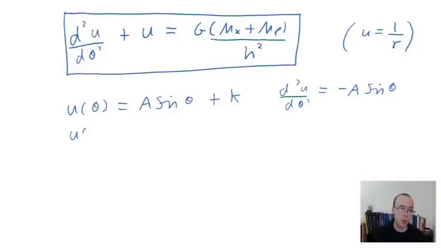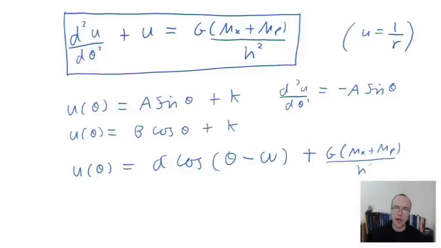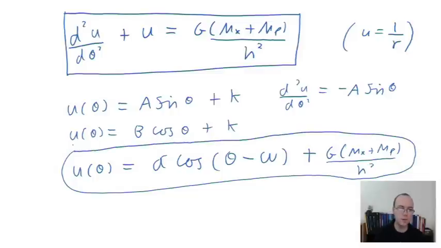So this expression would do it, and likewise, if you had an expression involving, say, cosine of theta, that would also do it. And we can generally combine these two expressions together using a little trig identity in order to get that the general solution to this equation would be u of theta is equal to some constant, let's call it alpha, times cosine of the angle theta minus a reference angle omega, just a constant at this point, and then the constant we have to add is what we have on the right-hand side here, G times the mass of the star plus the mass of the planet, all of this divided by h squared. And you can verify that this is the solution relatively straightforwardly just by plugging it into the differential equation at the top and differentiating it twice and then adding it, which will make this term vanish, and you'll just be left with this.